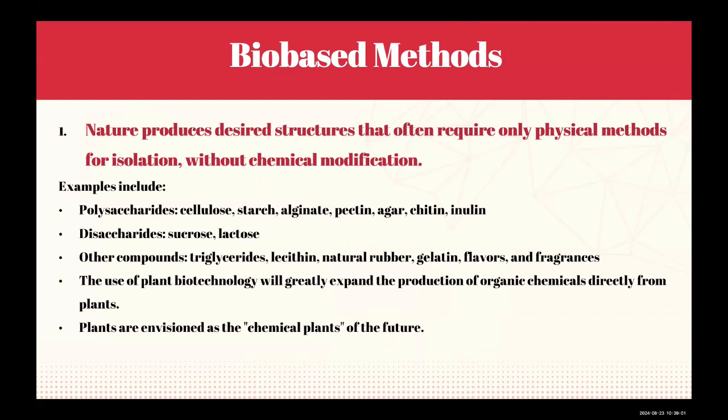Examples include polysaccharides, which are cellulose, starch, alginate, pectin, agar, chitin, and inulin. We also have disaccharides such as sucrose and lactose. We also have other natural compounds, including triglycerides, natural rubber, gelatin, flavors, and so on. The use of plant biotechnology is set to greatly expand the production of these organic chemicals directly from plants, which are increasingly being seen as the chemical plants of the future. This shift represents a move towards more sustainable production methods that leverage the inherent capabilities of nature. So this is the first method.